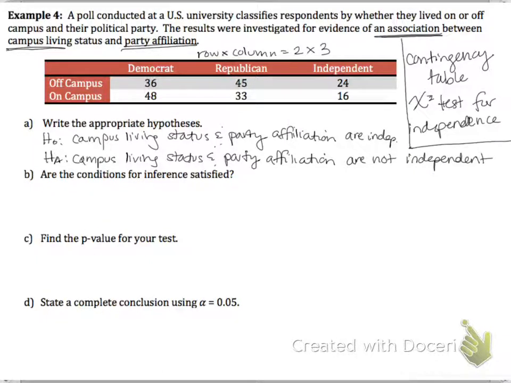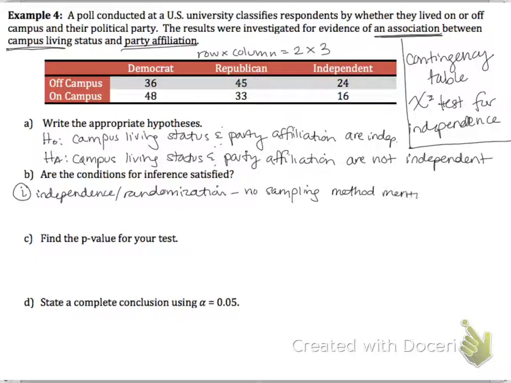Okay. Are the conditions for inference satisfied? The first condition, well, let's go independence and randomization is always the thing we check first. And here, there's no sampling method mentioned. So we cannot conclude that this condition has been met. We still check the others.